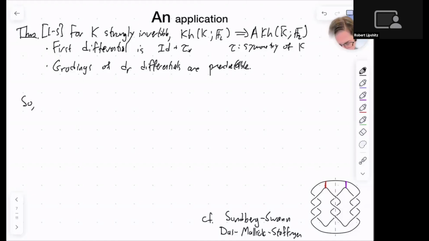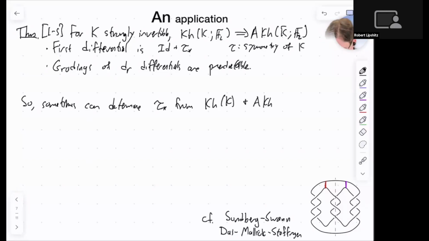So from these properties, you can determine the action of the symmetry from knowing just the groups, the Khovanov homology of K and the annular Khovanov homology of the quotient. So you can, and the software, for example, compute the Khovanov homology of K and more or less compute the annular Khovanov homology. So you can compute the action without actually having to study the action on this complex.